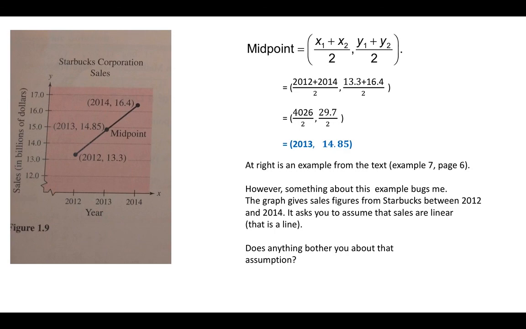And the last thing is we were given the two endpoints, 2014 sales and 2012, and we were supposed to find the point in the middle. Well, that's called interpolation, and the inter means between, and we'll come back to that later on.